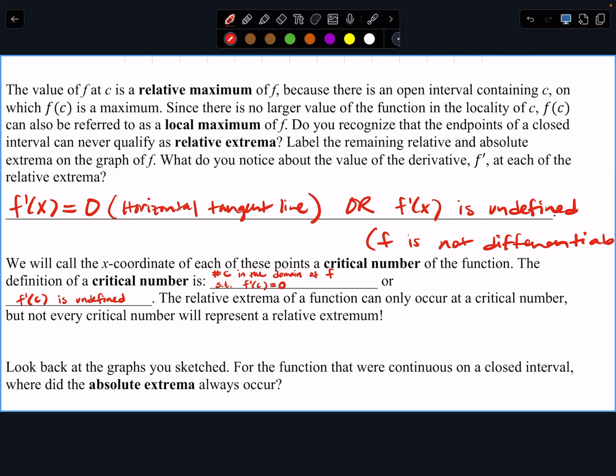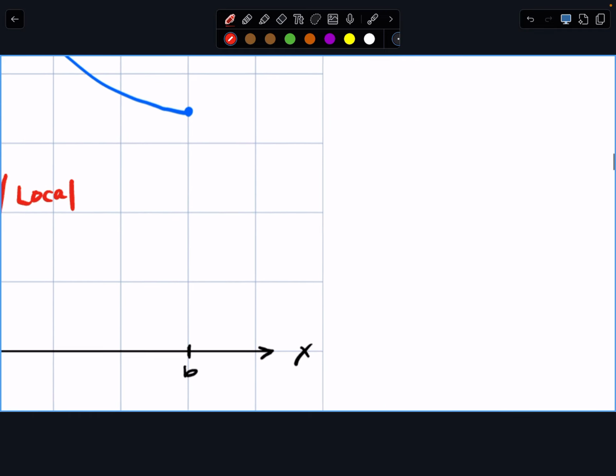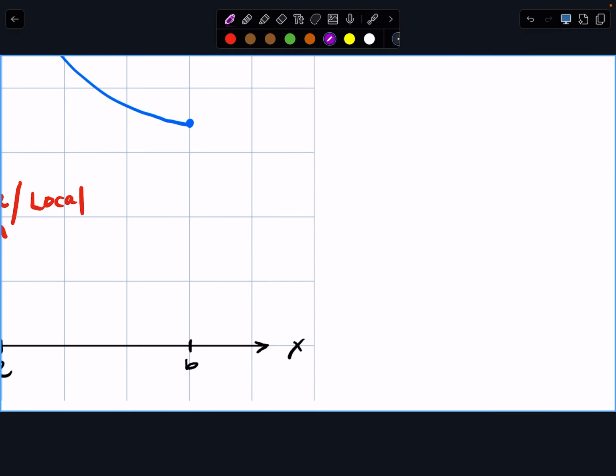The relative extrema of a function can only occur at a critical number, but not every critical number will represent a relative extremum. My point with that is, if I came back up here, and let's say I extended this graph, and I want you to see where I extended it. Let's say that I made this kind of come down like so. Do you see how there would be a horizontal tangent line such that f prime of B would be equal to 0? But is f of B a relative max or min? No, it's just in the middle.